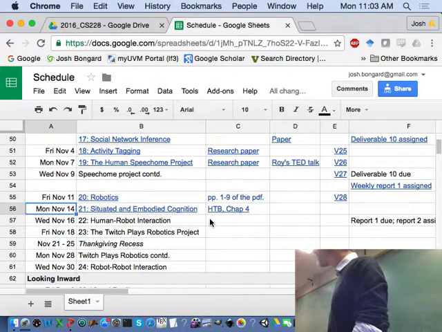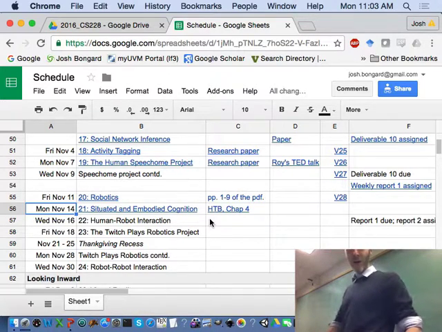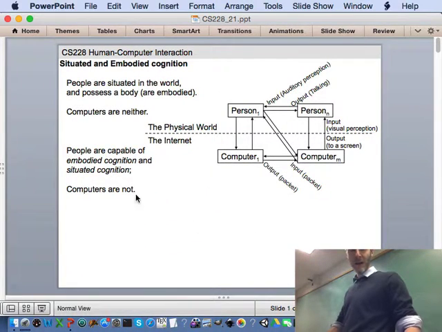We're going to talk about these two ideas of situated cognition and embodied cognition because they really help drive home the difference between robots, this particular class of technology, and other technologies that you may already be familiar with. Okay, so here we go.